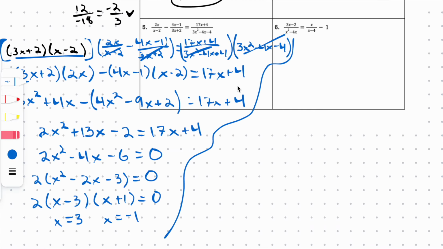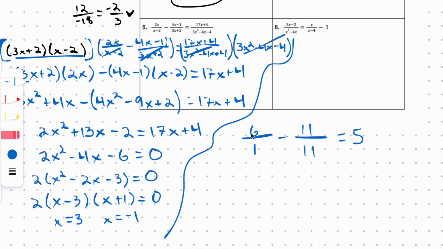So when I plug in 3 for x, we have 2 times 3, which is 6, over 3 minus 2, which is 1. Then I'm going to subtract 4 times 3, which is 12, minus 1, which is 11, over 3 times 3, which is 9, plus 2, which is also 11. So we have 6 minus 11 over 11, which is 1. So that's equal to 5. And we need to make sure that our right side is equal to 5 too.